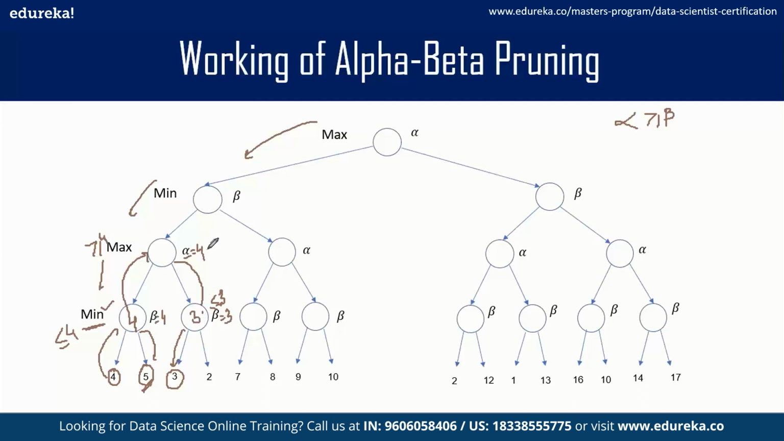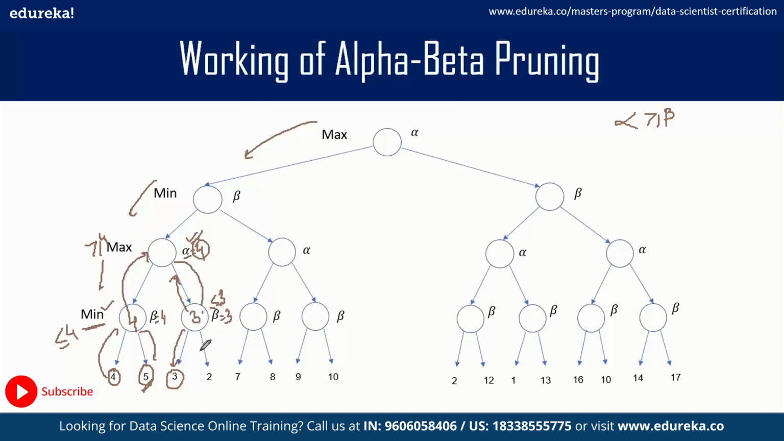Now it goes up and it says that, oh, this value is 4. That means anyways, this will maximize the score and will not choose 3. That means it will not choose this route, this path, because it already got a maximizing score. And here, if this would have been 5, then there would have been a chance to update this score. But it is not so.